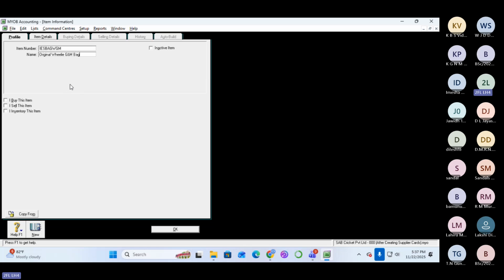Right, the last cricket bat name is so lengthy, so here I have mentioned it as original BD, G and M, Gun and More. So it's G and M bat. So you can shorten the model name, but you have to make sure that it gives the meaning.